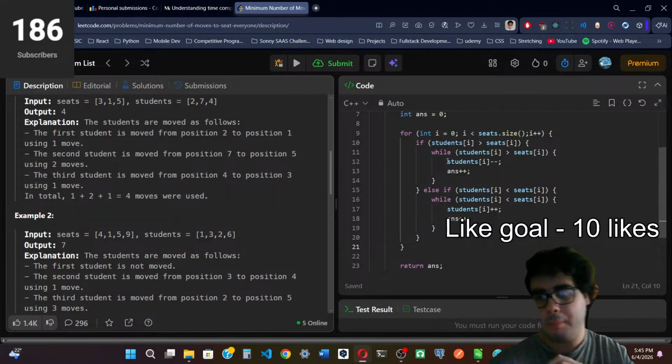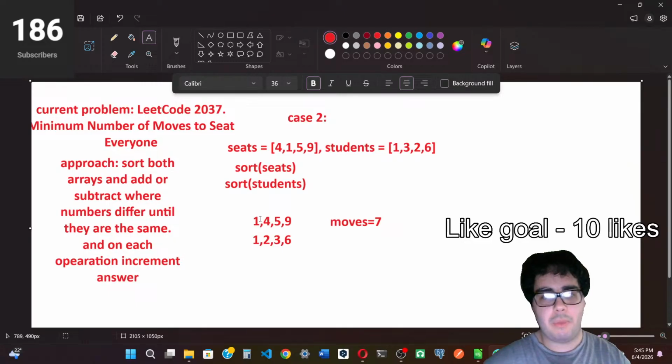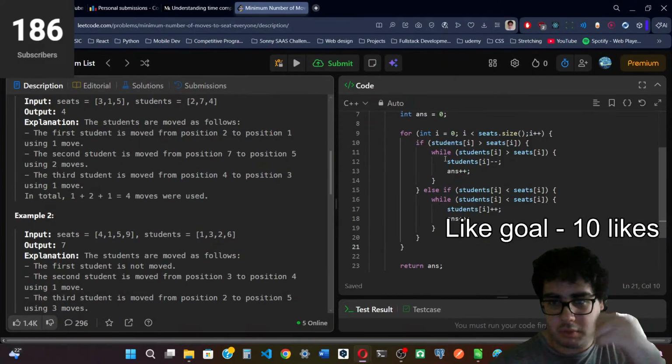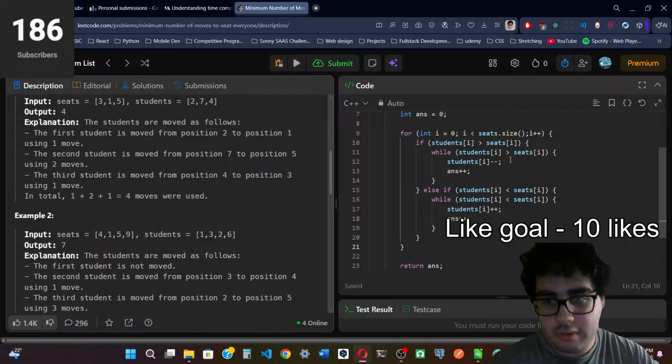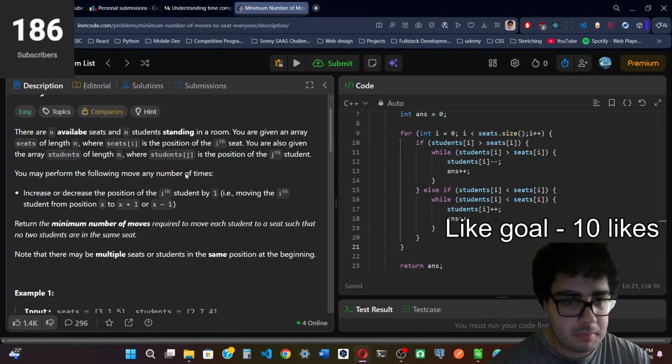So we actually know we only increment or decrement the students. We don't, guys, my bad. We don't decrement or increment the seats. We only increment or decrement the students. So as we can see, we decrease the students or we increment the students. Okay? We don't touch the seats.